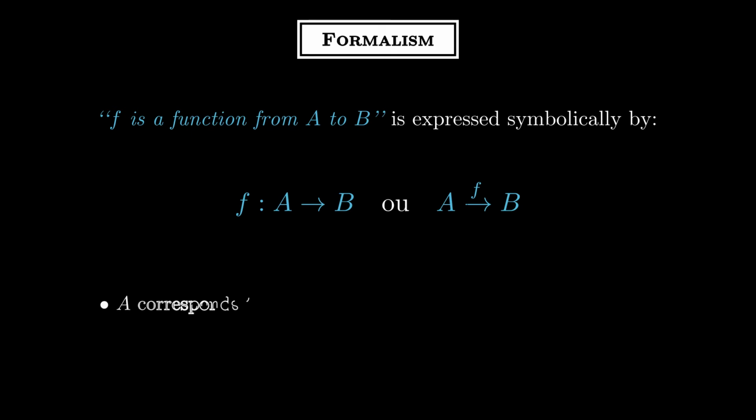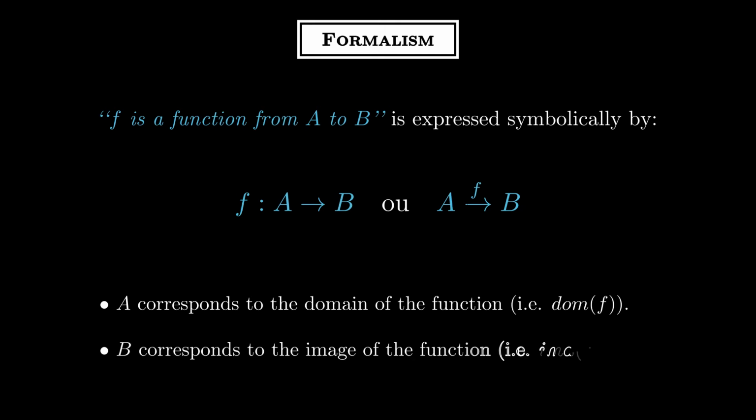What are A and B? A corresponds to the domain of the function. The domain is the set of values that the independent variable can take. So if you have f of x equal to square root of x, the domain is the positive numbers. And B corresponds to the image of the function. So what is the image of the function? It corresponds to the set of values that the image of the variable can take. So for the square root of x, it only gives positive values in our case. So positive real numbers.